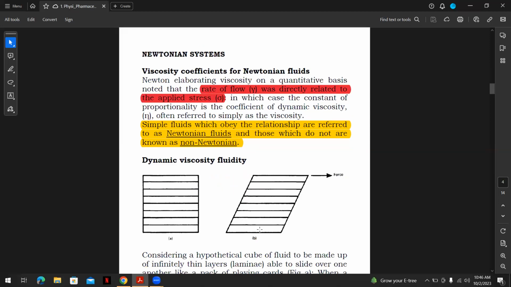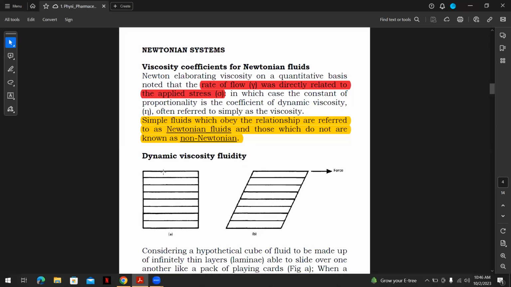So we go straight to Newtonian systems. It'll be very brief. Basically, from what you've seen in the short video, Newtonian fluids are the ones which follow the Newtonian law. So Newton elaborated viscosity on a quantitative basis, and he said the rate of flow was directly related to the applied stress.